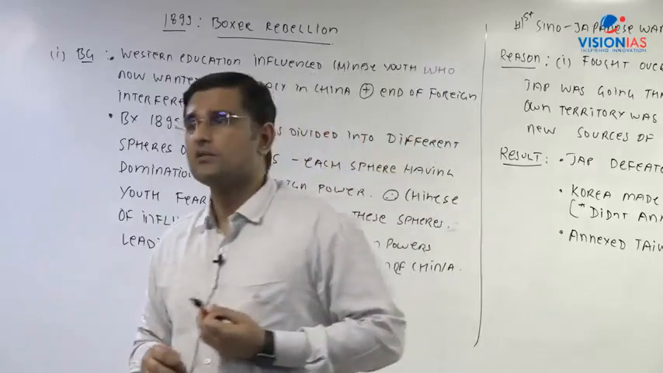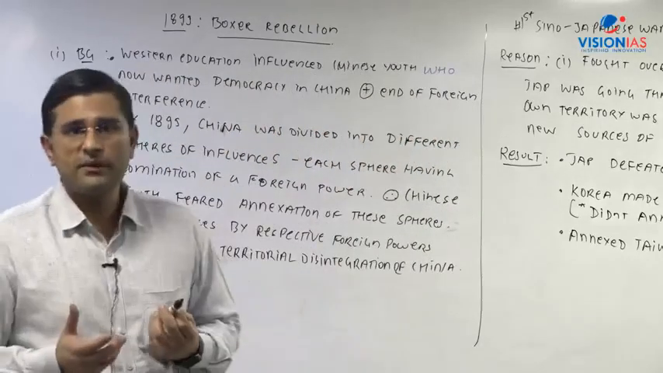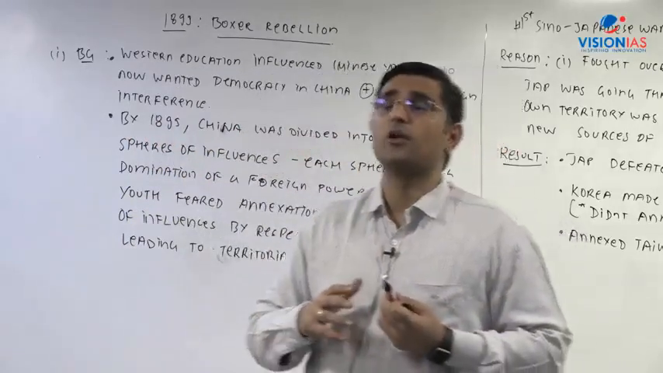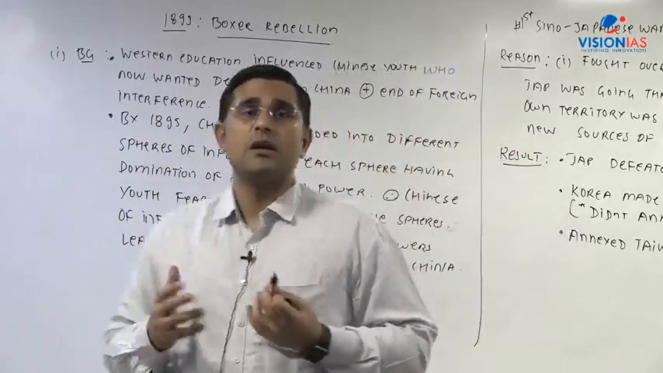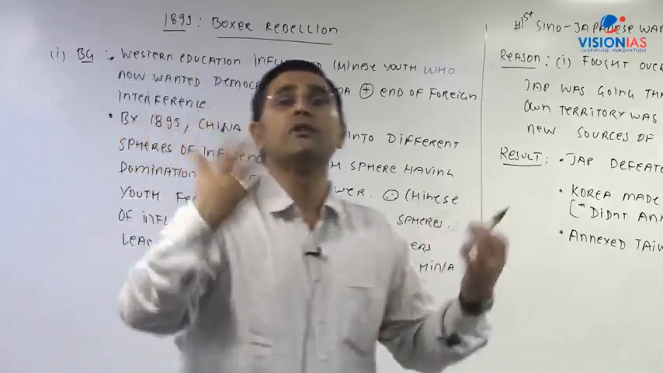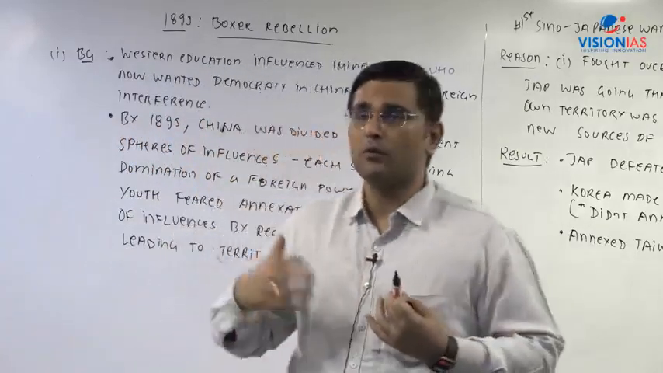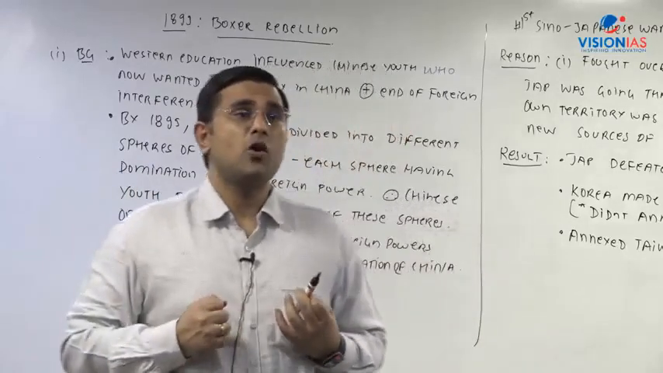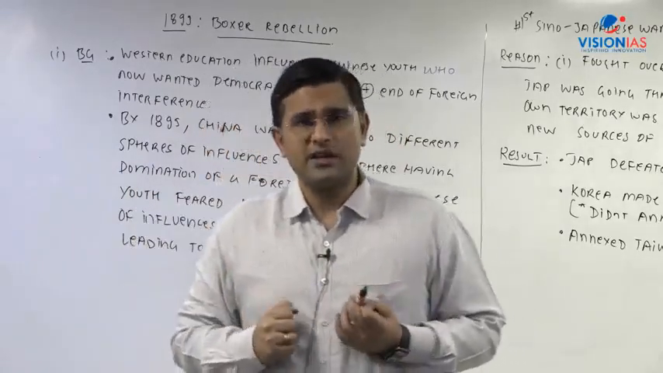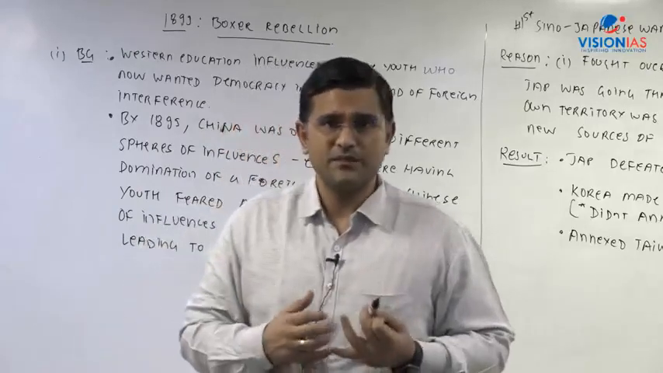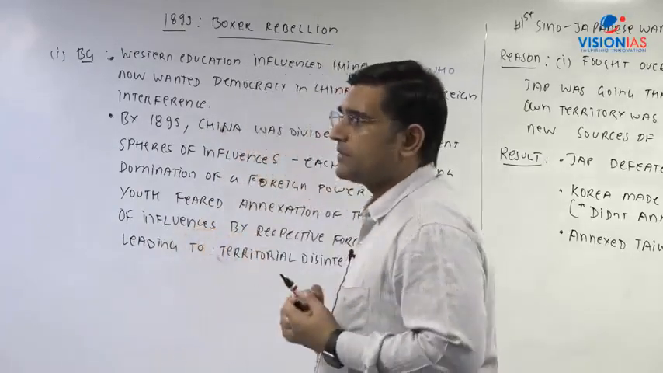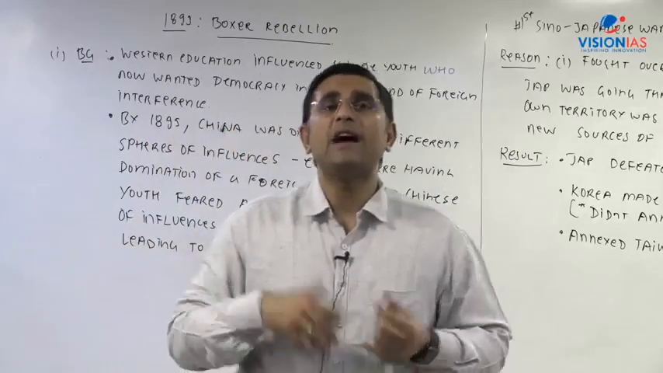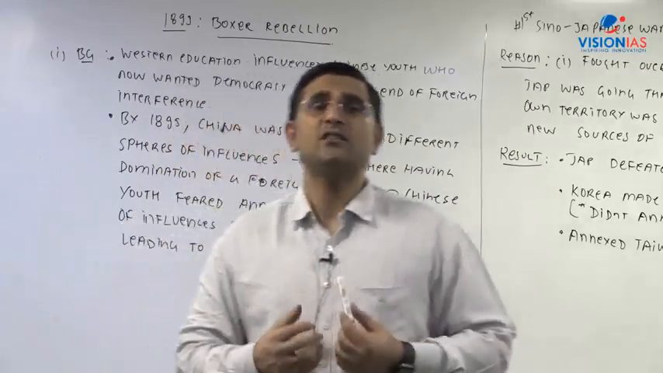Now this Western education is based on the ideas of democracy. Western education champions democracy. It glorifies the Western world, and they try to propagate what is good with the Western world. When they talk about what is good with the Western world, they talk about democracy, self-government, rule of law, and all of these things. They also talk about nationalism, right? As a result, these Chinese youth started getting influenced by the ideas of nationalism and democracy.